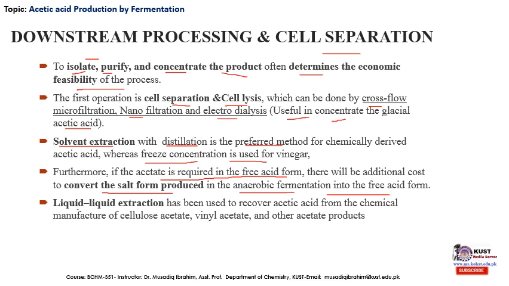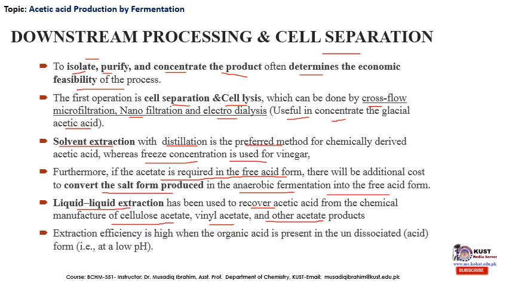There is a liquid-liquid extraction step which is used to recover acetic acid from the chemical manufacturers of cellulose acetate, vinyl acetate and other acetate products. Now the extraction efficiency is high when the organic acid is present in the undissociated, that is the acid form, specifically at a low pH. Because at low pH, the acetic acid will get protonated and it will be in the undissociated form.